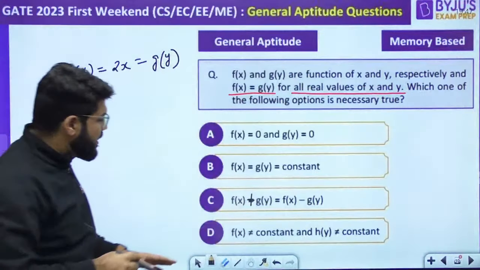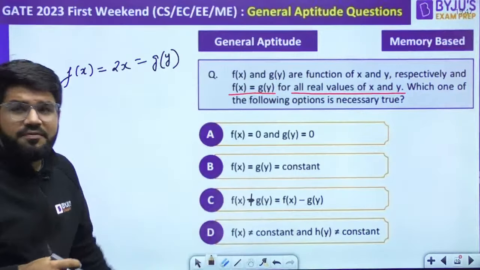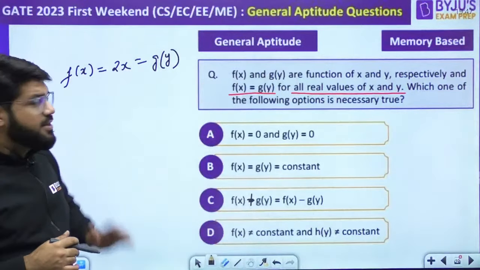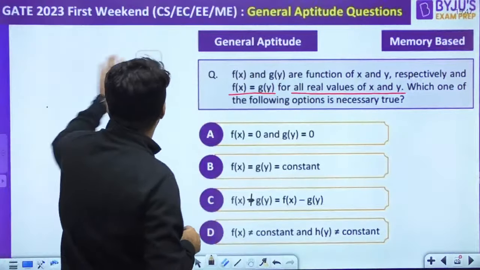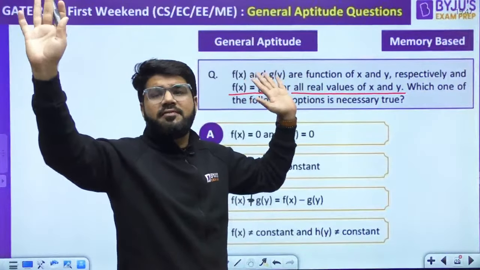It's not going to happen, because if hx is not equal to a constant, that is not satisfying the given condition. The only way to satisfy it is if it has to be equal for all real x and y. Right? All real x and y.